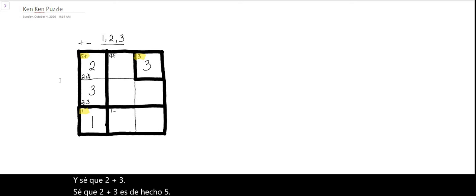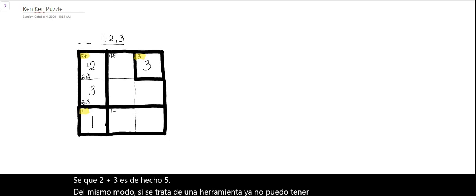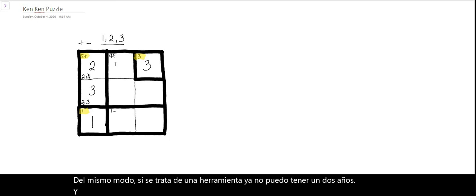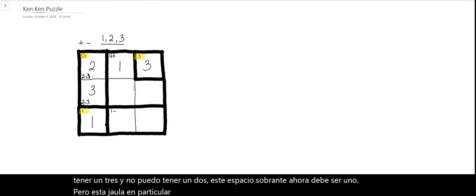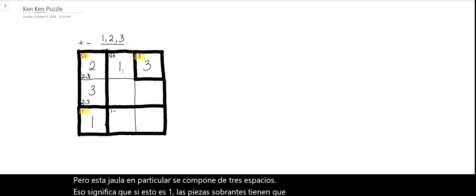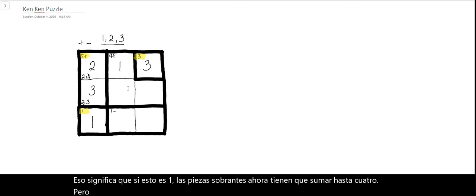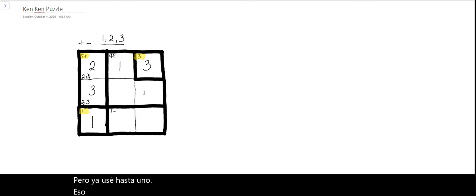Now, similarly, if this is a 2, I can no longer have a 2 here, and there's no space for a 2 anywhere else here. So since I can't have a 3 and I can't have a 2, this leftover space must now be a 1. But this particular cage is made up of 3 spaces. So if this is 1, the leftover pieces have to now add up to 4. But I already used up the 1, so these leftover pieces have to add up to 3.